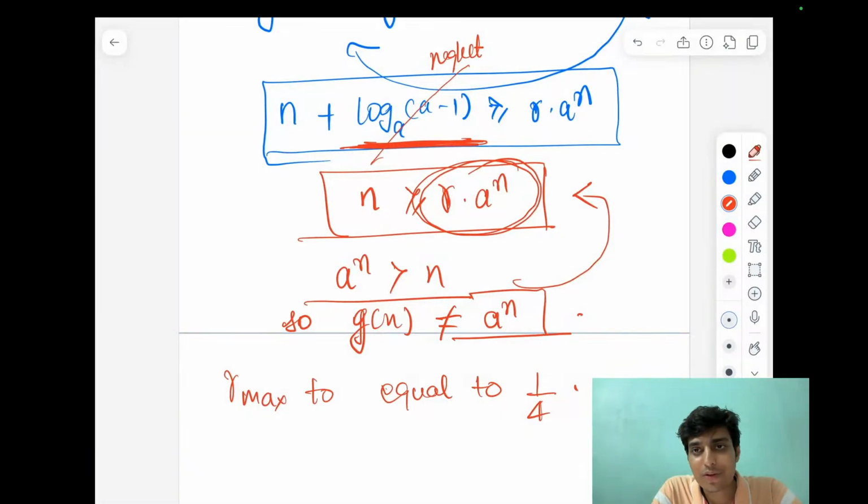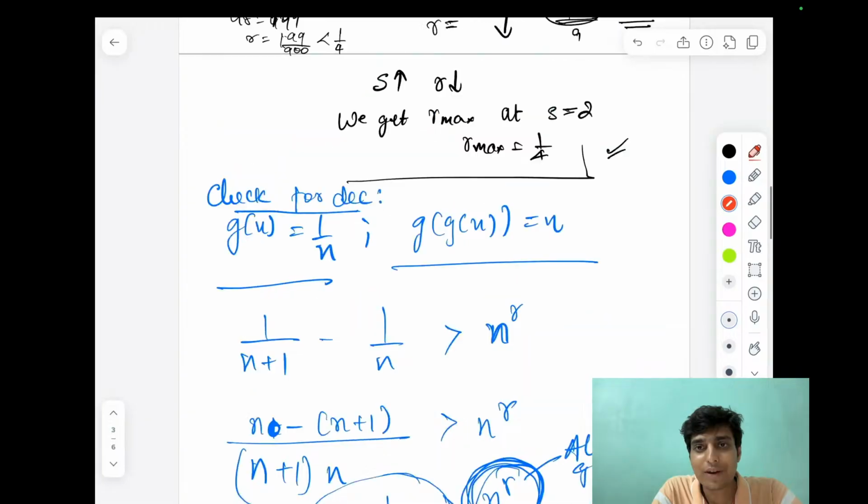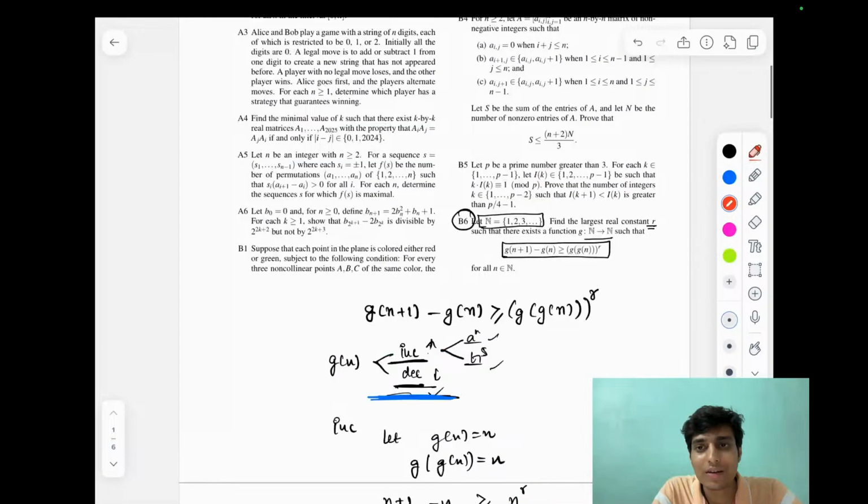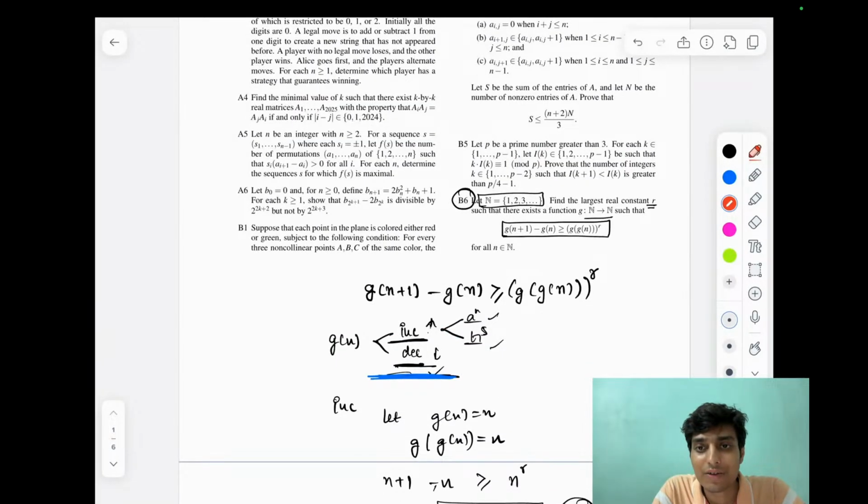So it's 1/4. The maximum value this r can attain in the given condition and the given domain is 1/4 only, 1 by 4. Remember, this problem does not say that n goes beyond 0; capital N starts with 1. The domain starts with 1 actually.